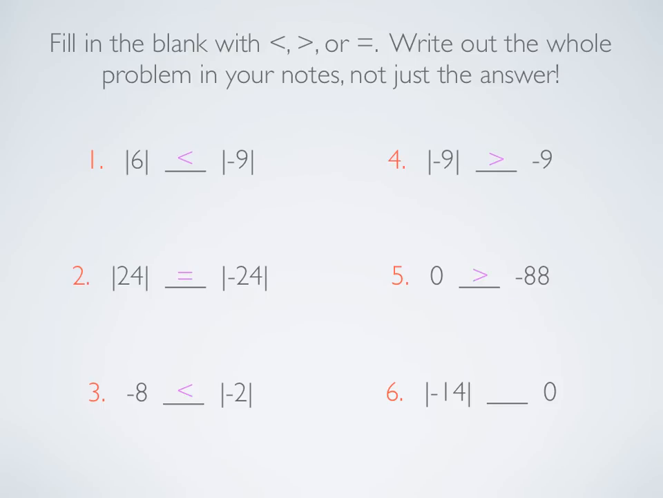Number 5, 0 is greater than -88. Neither of those have absolute value bars. We weren't even talking about absolute value here. Just 0 is greater than any negative. And number 6, the absolute value of negative 14, which is 14, is greater than 0.